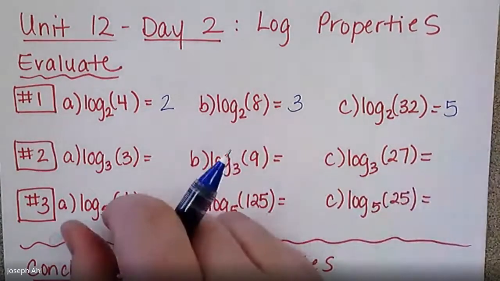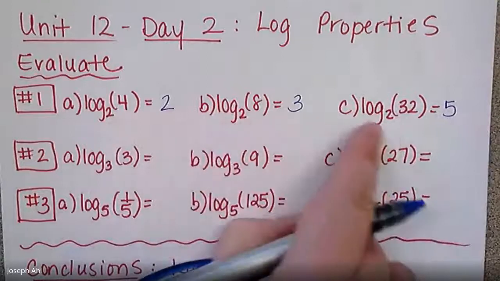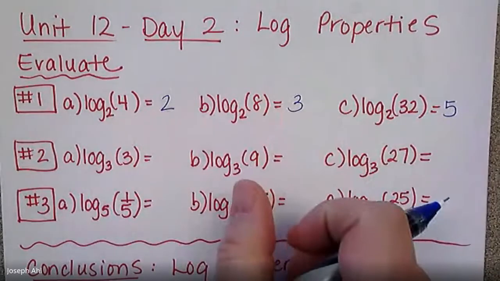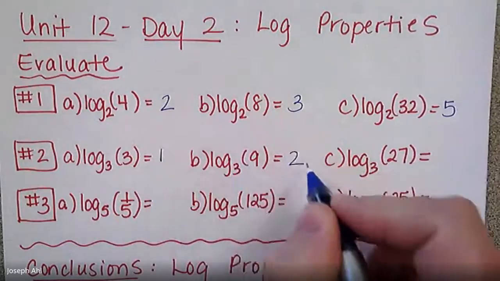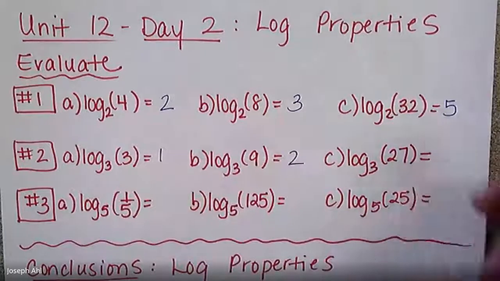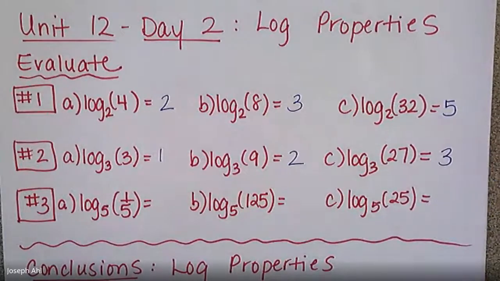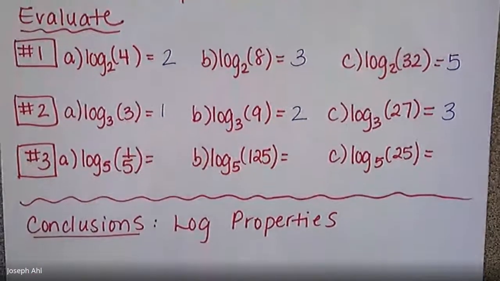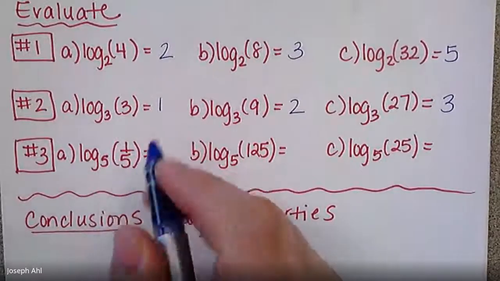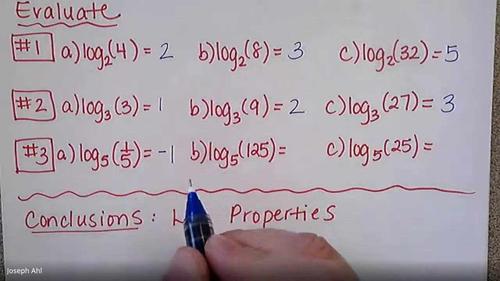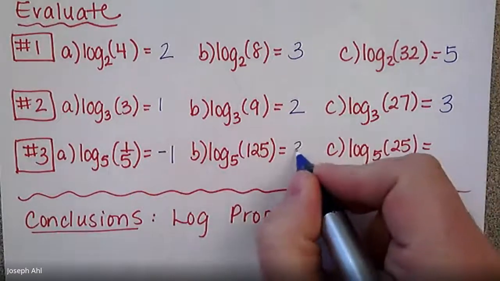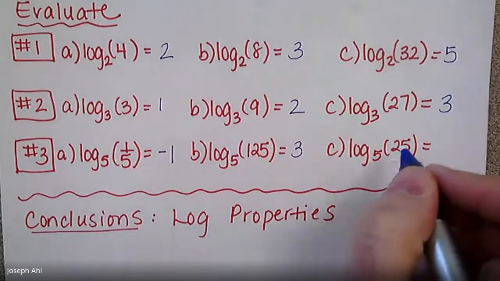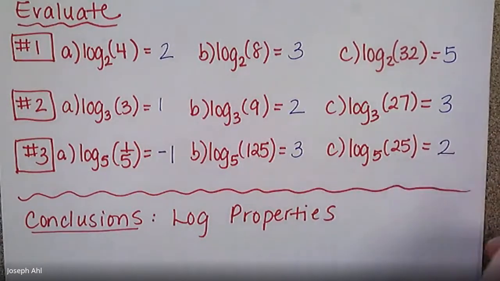Again, I want you to start thinking about these expressions in log form and what the answers are, and if there are any connections we can make here. Log base 3 of 3 is 1. Log base 3 of 9 is 2, right? 3 to the first is 3, 3 to the second is 9, 3 to the third is 27. So log base 3 of 27 is 3. And then last but not least, log base 5 in the last row. Log base 5 of 1/5 is -1, because 5 to the negative first would produce that fraction 1/5. Log base 5 of 125 is 3. And then log base 5 of 25 is 2.